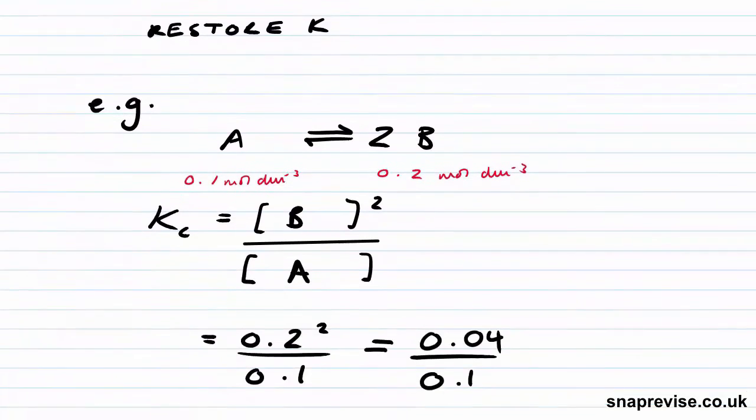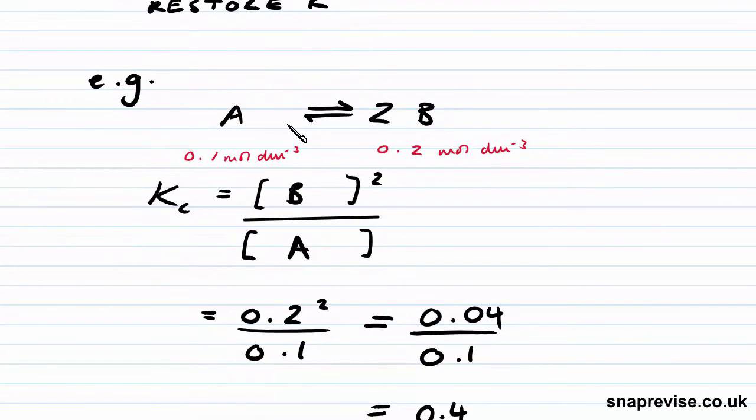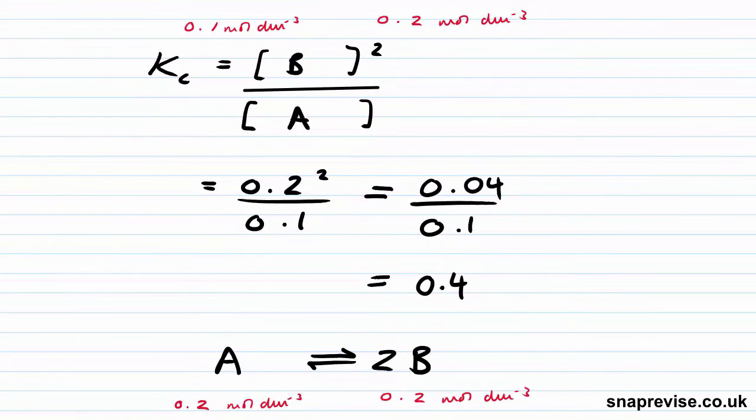So if we had this equation here, A is in dynamic equilibrium to form 2B. We know our equation for our rate constant would look like this. We'd have B squared, this is 2 moles of B, divided by the concentration of A. Say, for example, we had 0.1 moles of A and 0.2 moles of B. You can see that our rate constant will take a value of 0.4.